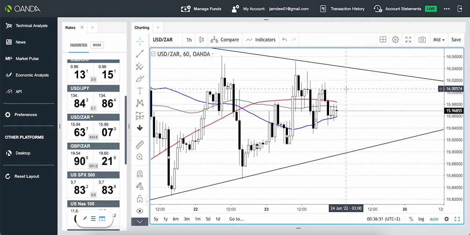The other way is to forget about trading off the lower line, which puts us in obviously at a better price if we're wanting to buy.